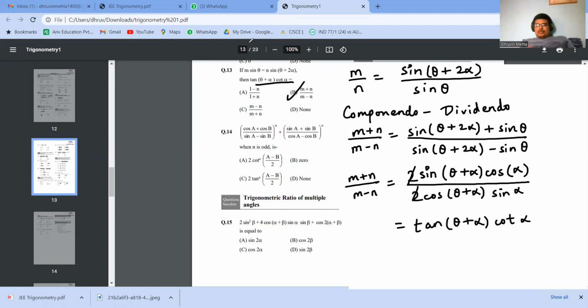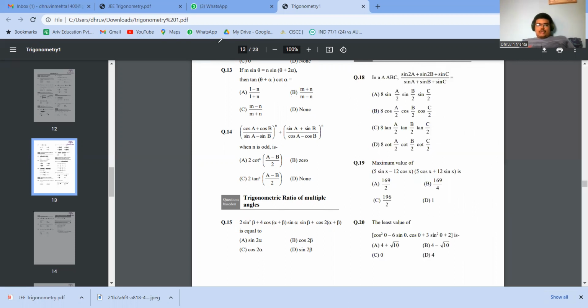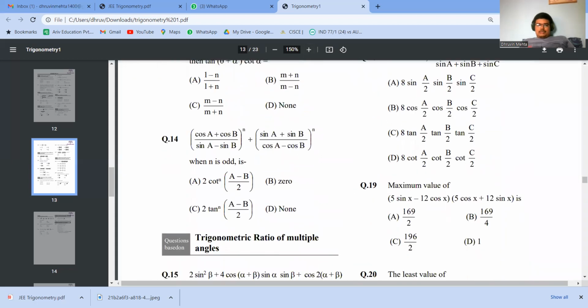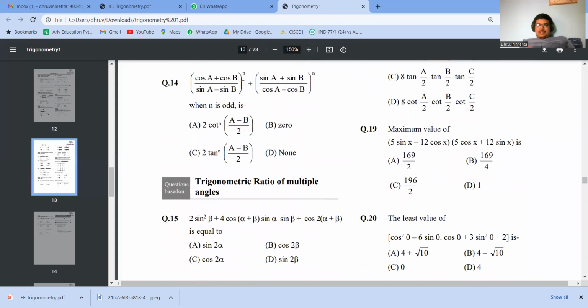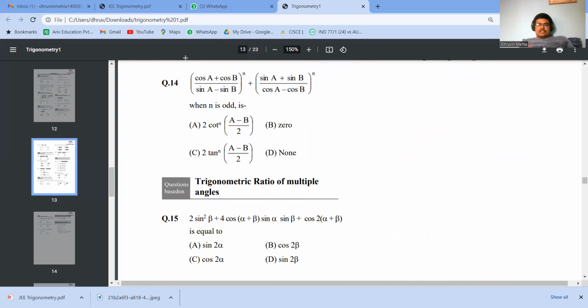Think about the 14th one also. We'll take the 14th one also, because the language of this question is a little different. Think about it. They've given one expression: ((cos a plus cos b) upon (sin a minus sin b)) the whole raised to n, plus ((sin a plus sin b) upon (cos a minus cos b)) the whole raised to n. And they're asking, when n is odd, what is the value of this expression? So if n is any odd number, then what is the value of this expression? What do you think we should do?